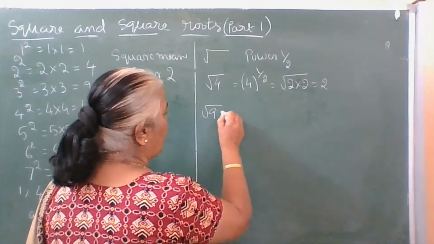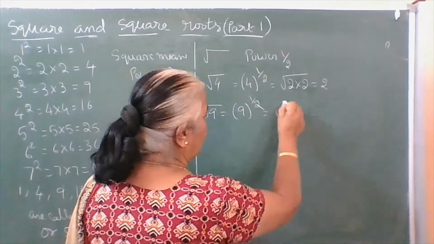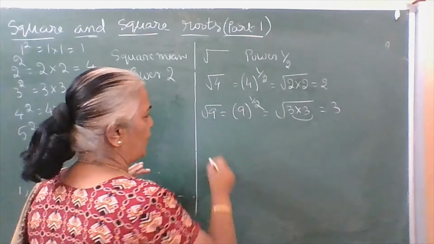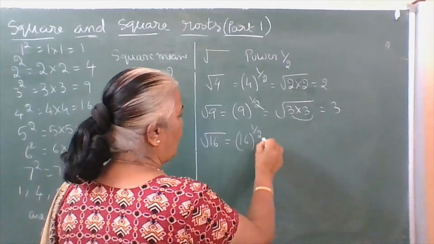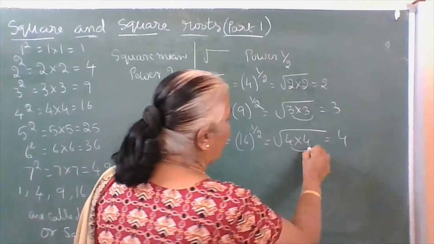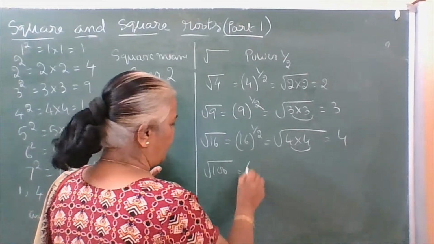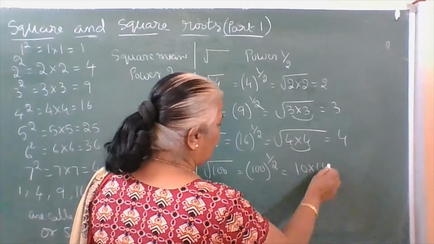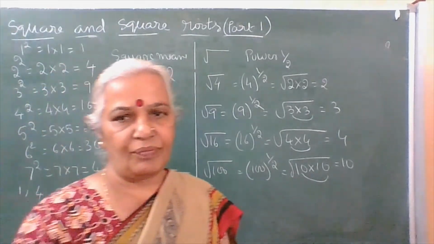Now square root of 9. This is 9 to the power of half. Here instead of 2 factors, we are writing 1 factor. And square root of 16, that is 16 to the power of half, that is 4 into 4. Instead of 2 factors, we are writing 1 factor. Square root of 100, 100 to the power of half is equal to 10 into 10. That is, instead of 2 factors, we are writing 1 factor.